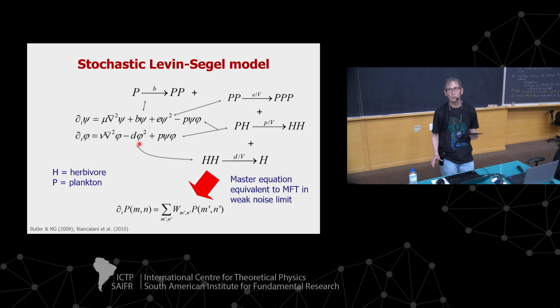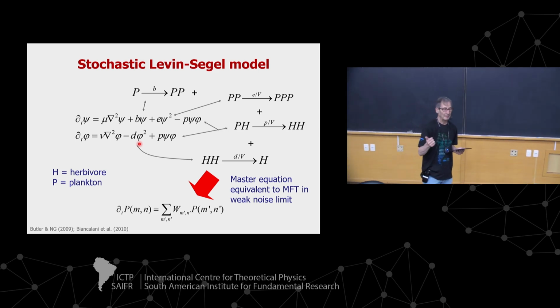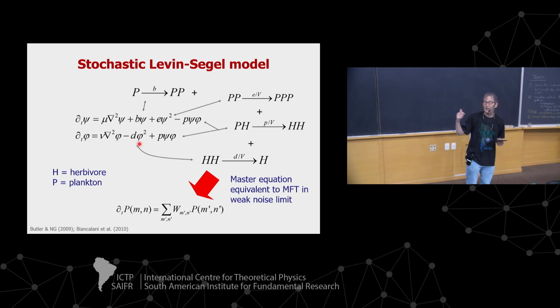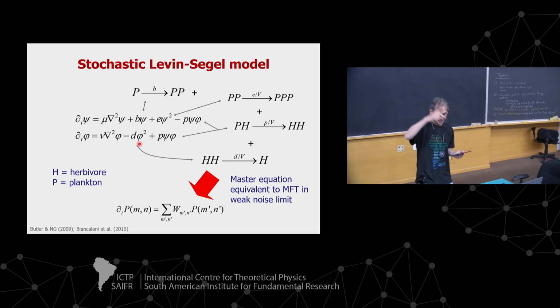And remember I talked to you about the cartoon picture of what a Turing instability is, where you have an activator that activates not just the thing it acts on, but activates itself. And you have an inhibitor that inhibits not just the other thing, but also itself. And these are the terms in this plankton herbivore model that describes that.